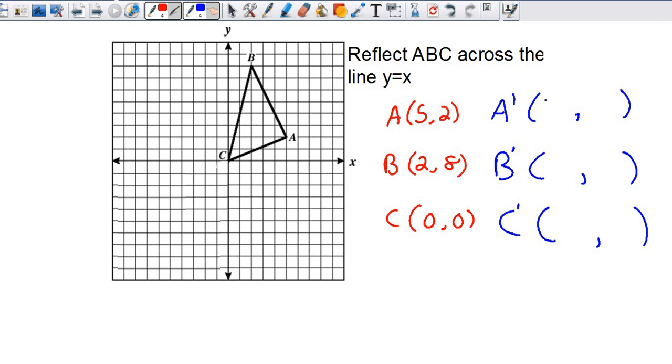So we just switch the order around, and we would get 2, 5 for A. For B, we would have gotten 8, 2. And then C, we switch 0, 0 around, and we still get 0, 0.